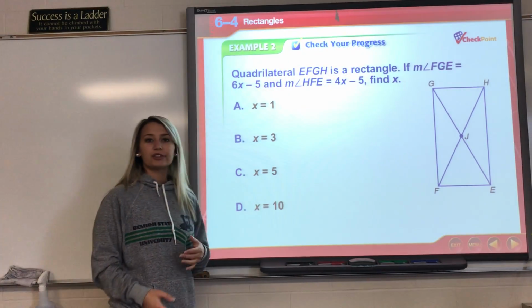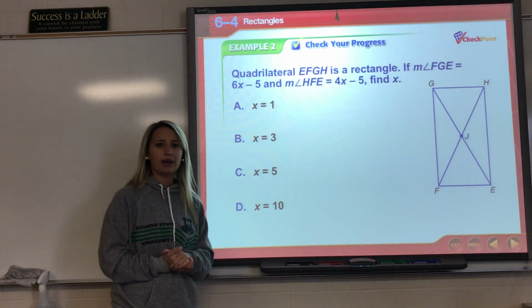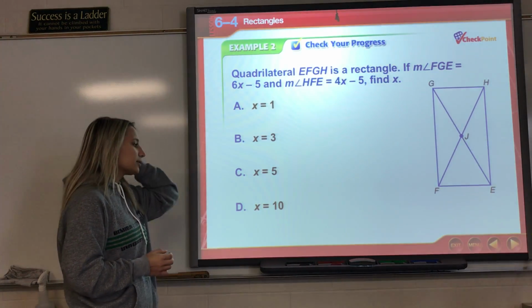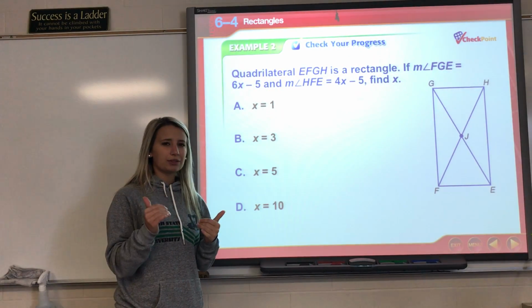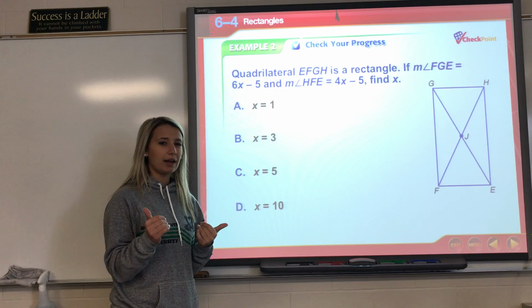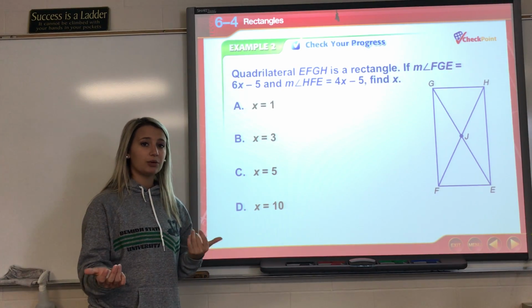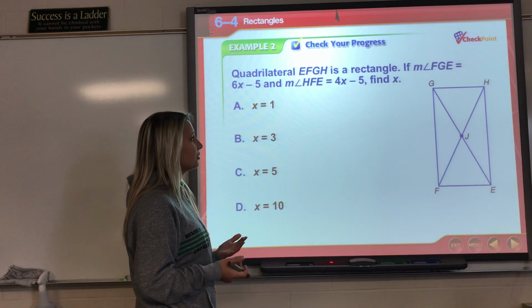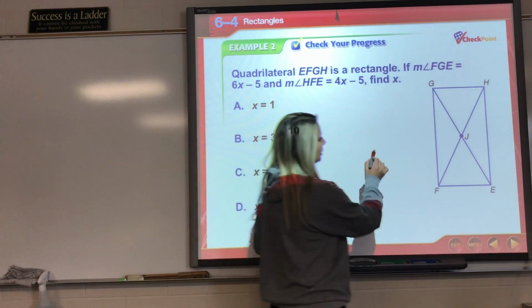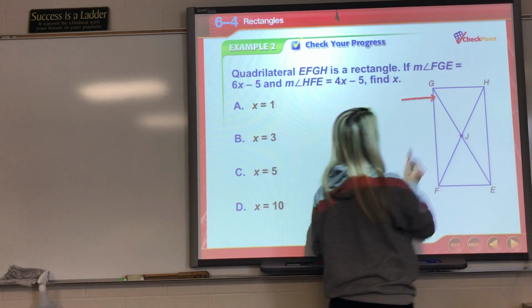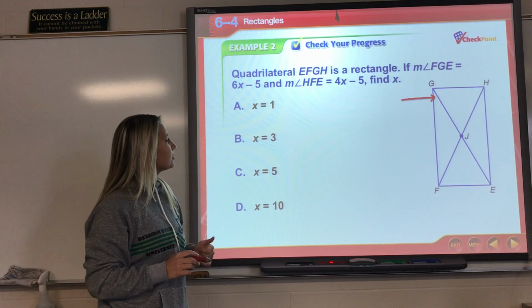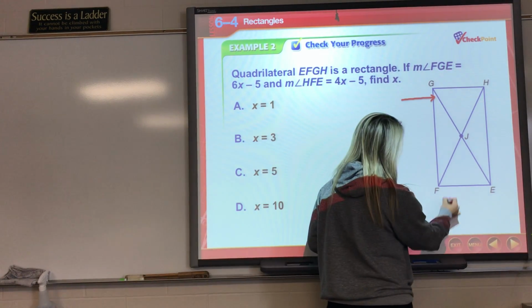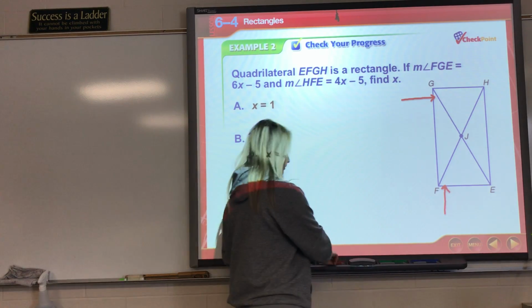Now here's one for you guys to try. Go ahead, pause your video, work this out on a little side piece of paper. Okay, so this is the same type of deal where they're giving us two angles that aren't necessarily next to each other, but we can figure out what to do with them using some properties. So here they give us the measure of angle FGE, which is right there, okay? And then they also give us the measure of angle HFE, which is right here, okay?